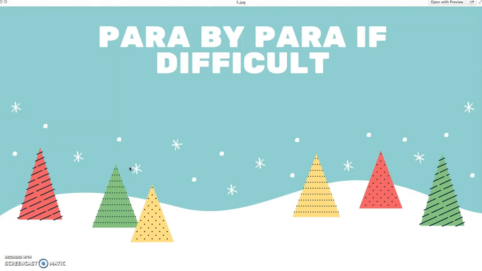Just read the first paragraph, answer the first question, then go to the second question and read the second paragraph, and so on, because that will help you break down the difficult passage into small paragraphs, so that you're able to understand it better. You will be able to answer the questions better, and you won't have to stress your brain too much, and you'll increase your probability of getting the questions right.